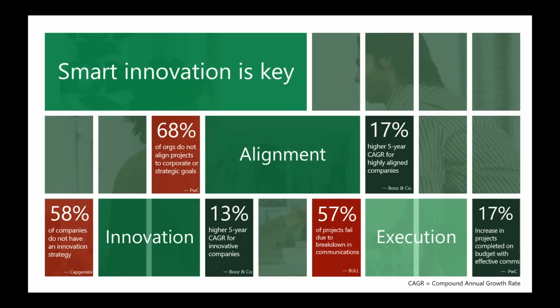And following approval, we move on to project execution. And this is where a large number of projects fail in one way or another due to poor communication, while organizations that have effective ways in which to increase communication and collaboration see a 17% increase in projects being completed on budget.